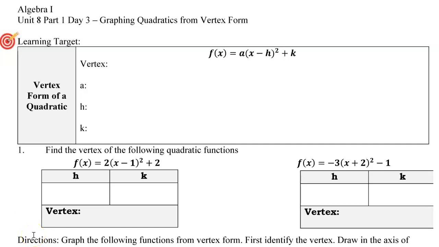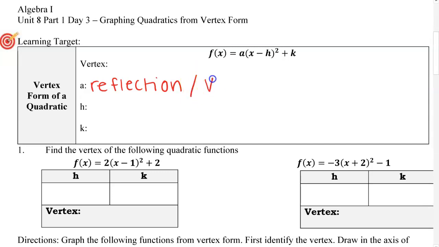Welcome. In this video we are going to discuss how to graph a quadratic in vertex form. Vertex form of a quadratic is similar to the form that we saw with absolute value, where we have an a value in front. The a value in front determines a reflection of the graph, meaning the a value can tell you if the parabola is opening up or opening down.